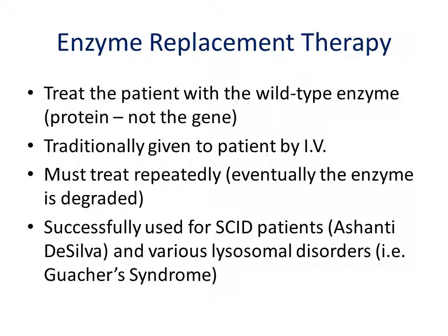So one last option besides the gene therapies that I've talked about is enzyme replacement therapy. Here, rather than treating the gene, what you're going to be doing is treating the patient with the wild type enzyme or the protein. These are given to patients by IV. Again, the patient is going to have to be treated repeatedly because over time that protein will be degraded. This is the type of therapy that Ashanti has been using most recently. This also works for a whole host of lysosomal disorders.